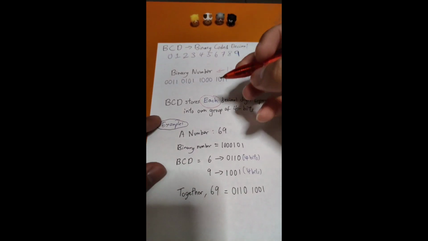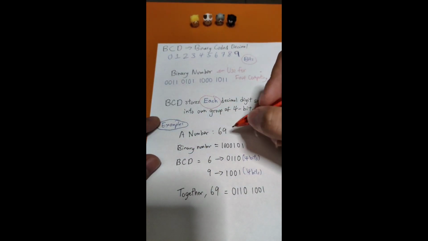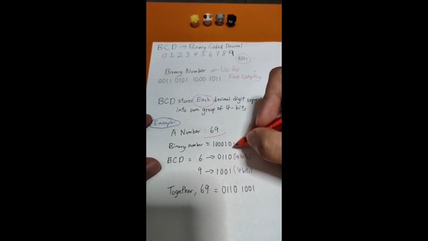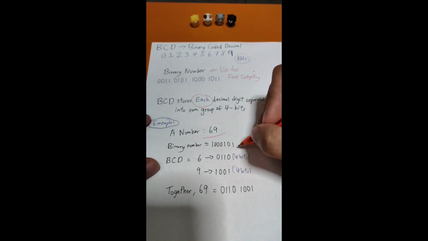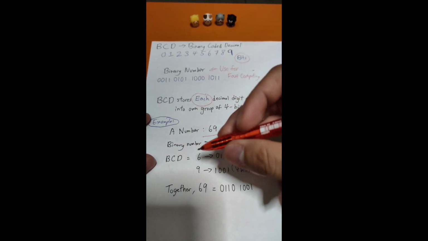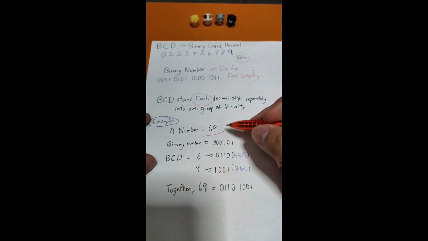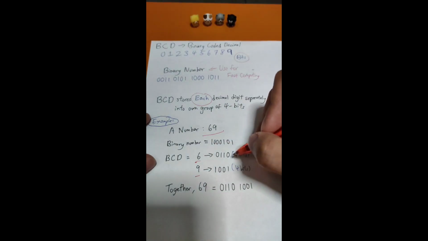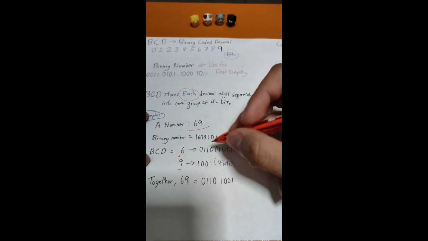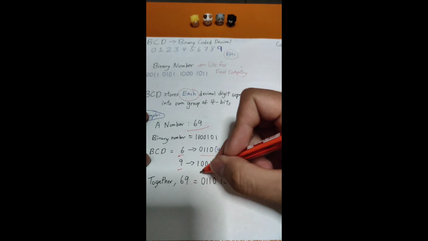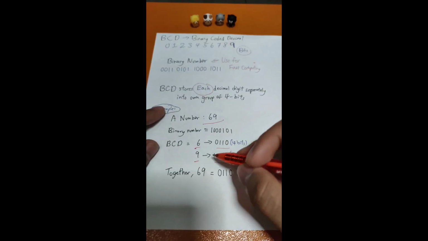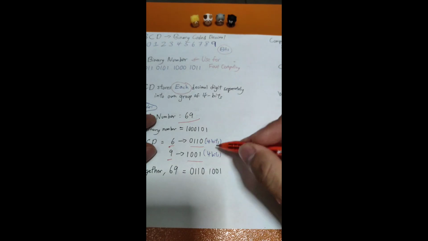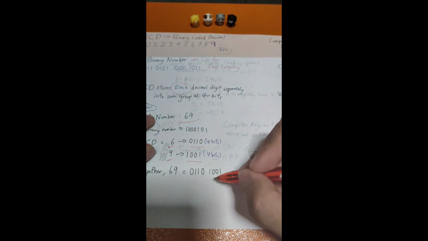Let's give an example. Let's say a number 69. In binary, it will be represented as 1000101. But in BCD, it will separate the two numbers, which are 6 and 9, and convert each into 4 bits, which is 0110 and 1001. And when we combine them together, 69 equals 0110 1001.